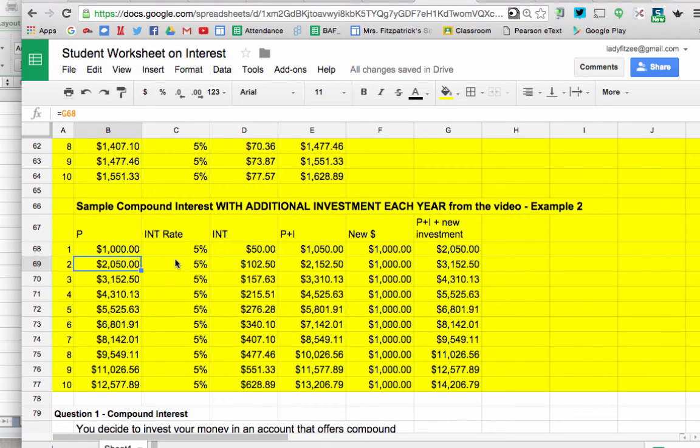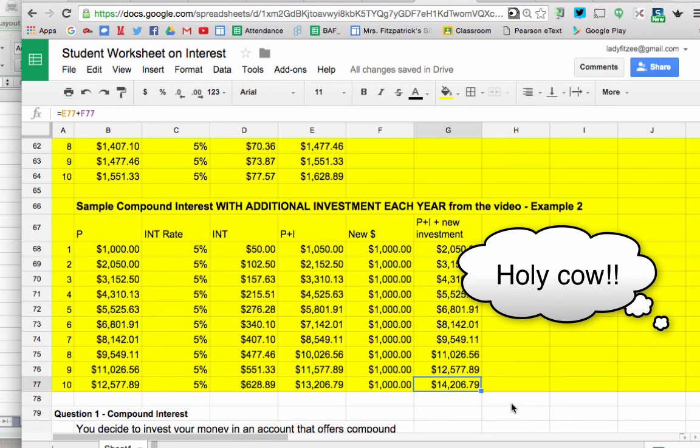This times this equals that. Add those two together to get your principal plus interest. I added this plus this. And then add the additional $1,000. So now it's this plus this equals that. After year 2, you have $3,152.50 because you added the additional $1,000, and you're going to start with that amount. If you keep going for 10 years, if you invested $1,000 per year at 5% compound interest, you would end up with about $14,000. And you really only put in $10,000. So you earned about $4,000. That's an amazing investment.